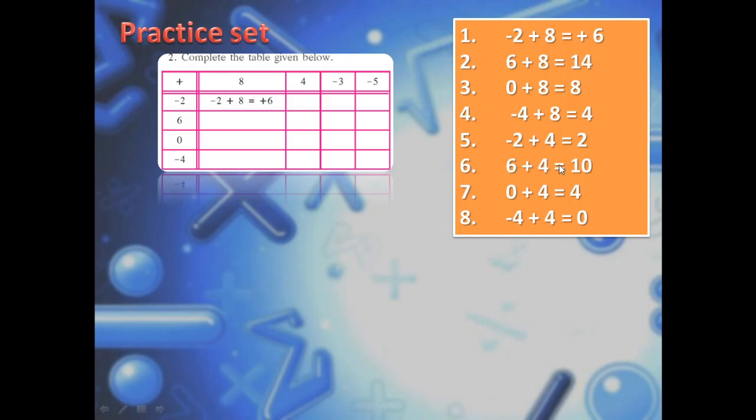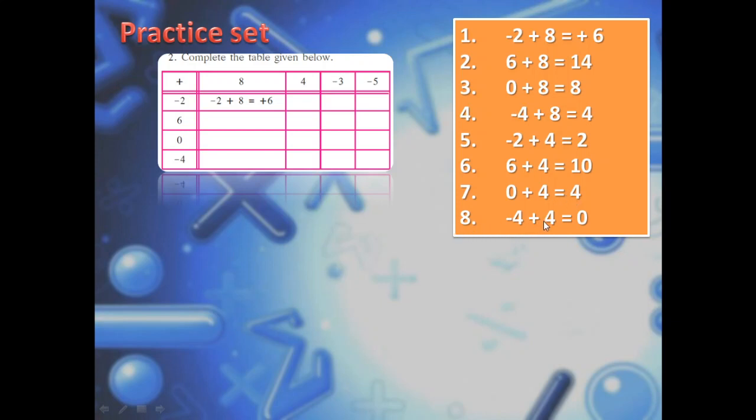You can directly add it and write the common sign or just ignore it if it is positive. So 6 plus 4 is 10. Since both are positive integers, no need to write the symbol, or if you want you can write it as plus 10. Seventh one, 0 plus 4, any number added with 0 comes the same answer, that is 4.